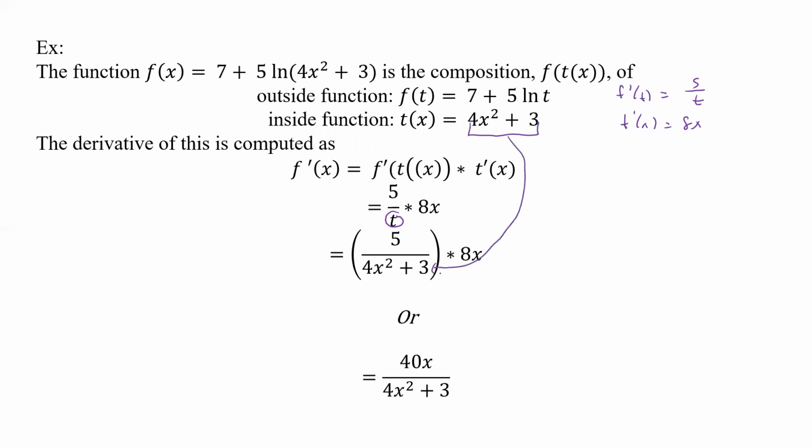And so when we do that, that goes down there, and we have 5 over 4x squared plus 3 times 8x. Now this is a simple one. We could take 5 times 8 and get 40 times x and get 40x over the 4x squared plus 3. And that's a little bit simpler form, and we didn't have to do too much work.